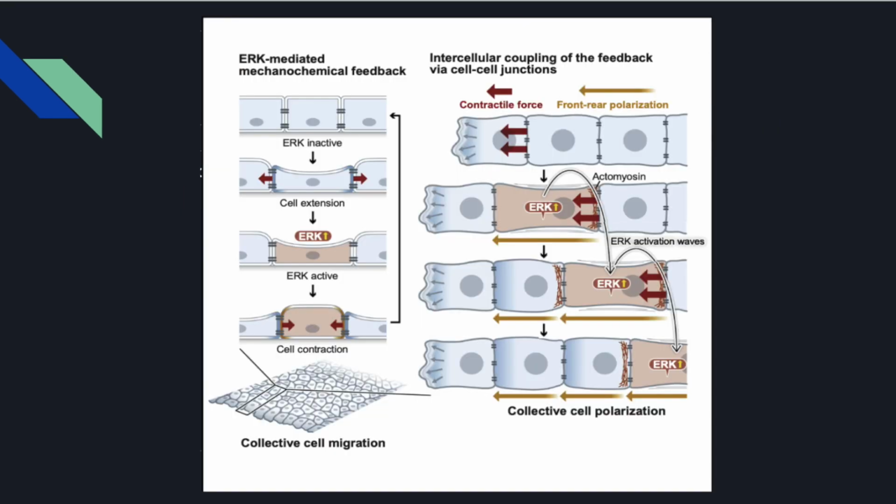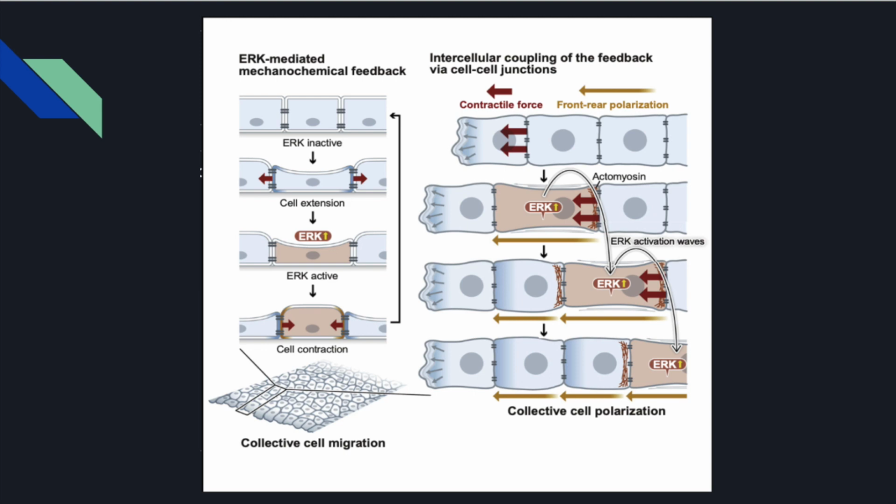And here we have a visual representation of the process that was just explained and the hypothesis that will be tested. On the left-hand side, you can see there's a focus on a singular cell that is experiencing stretching, and so this causes the ERK signaling to become active, and then as a result, the cell contracts, and this process continues in a mechanochemical feedback loop, which then causes ERK activation waves.